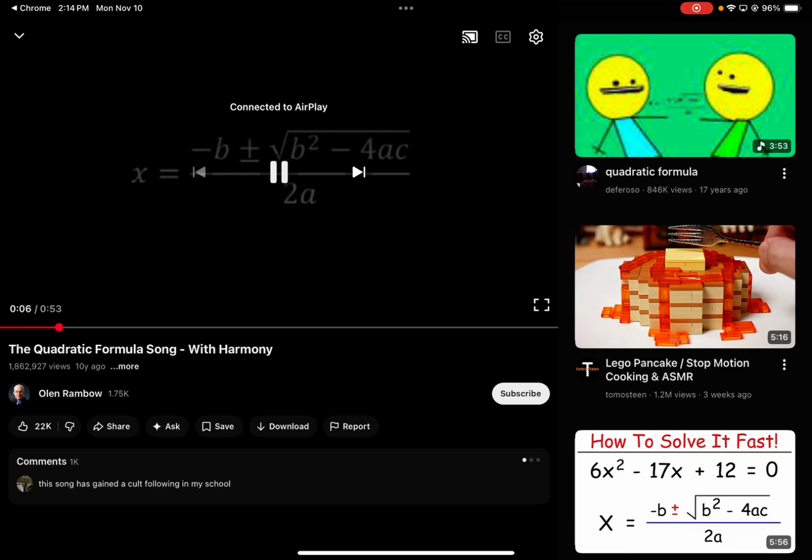If you don't know this formula by now, you're behind. It's from Algebra 1. We should know this. This is the quadratic formula.